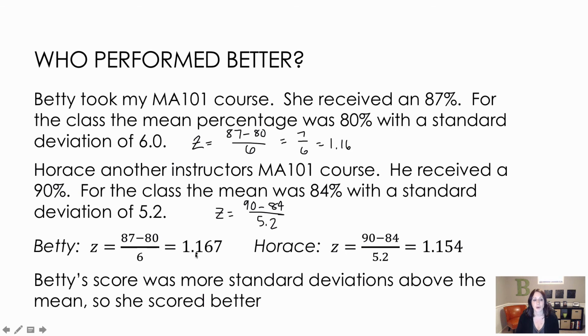So even though Horace actually got a little bit better grade than Betty did, if we're comparing apples to apples, we're saying Betty's score was a little bit more standard deviations above the mean. So she scored better in relationship to her classmates. It doesn't change the fact that her score was 87 and his was 90. But if you're standardizing them, if you're looking at them comparative to one another, Betty actually did better overall than Horace did.